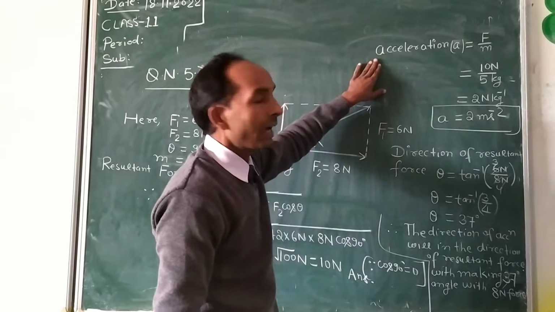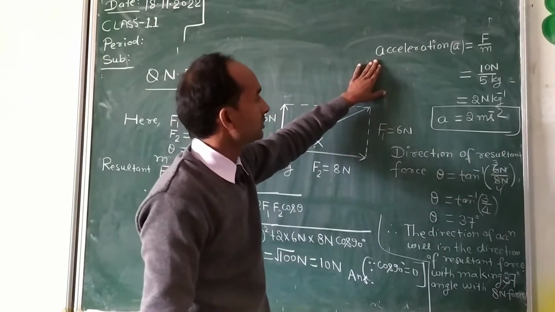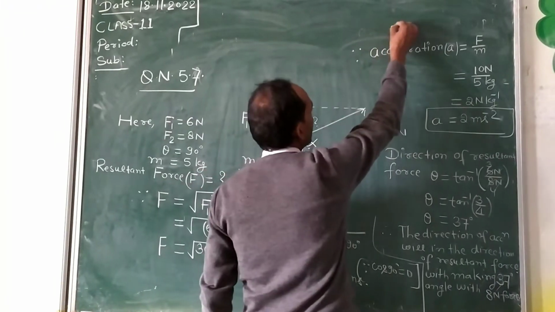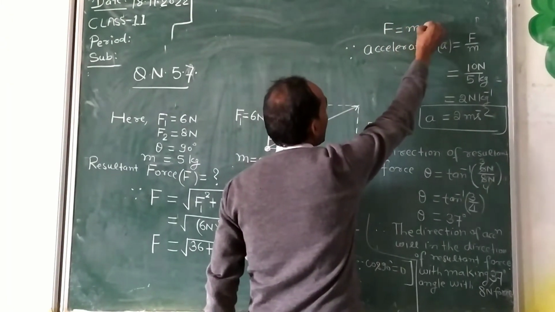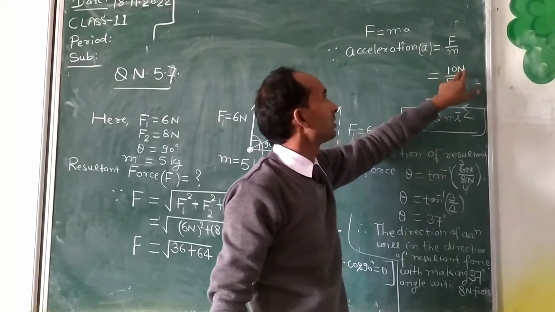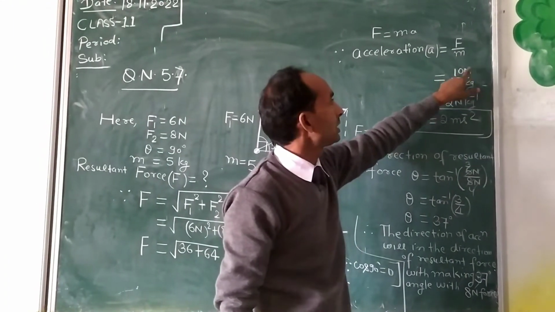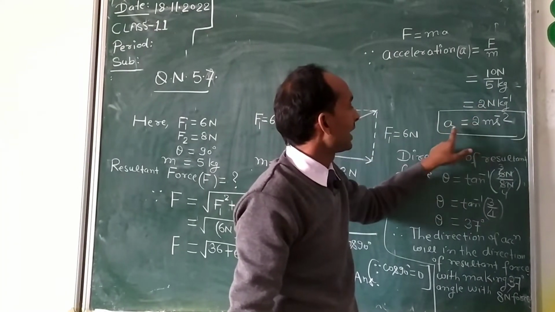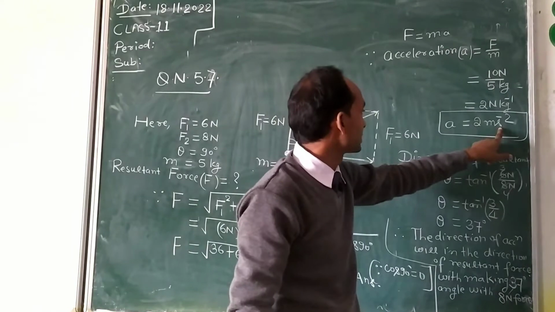Now we have to find the acceleration of the body and the direction of the acceleration. So by using the second law of motion, F equals m into a, and therefore a equals F by m. Putting the value of F equal to 10 Newton and mass equal to 5 kg, we get the value of a as 2 meter per second square.